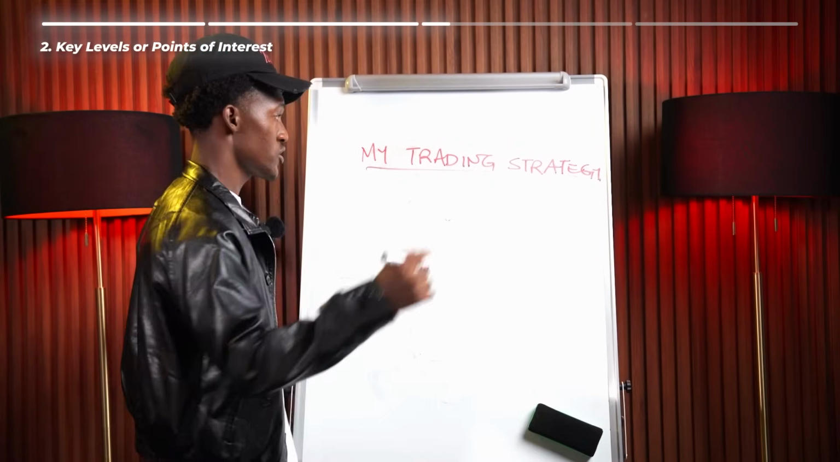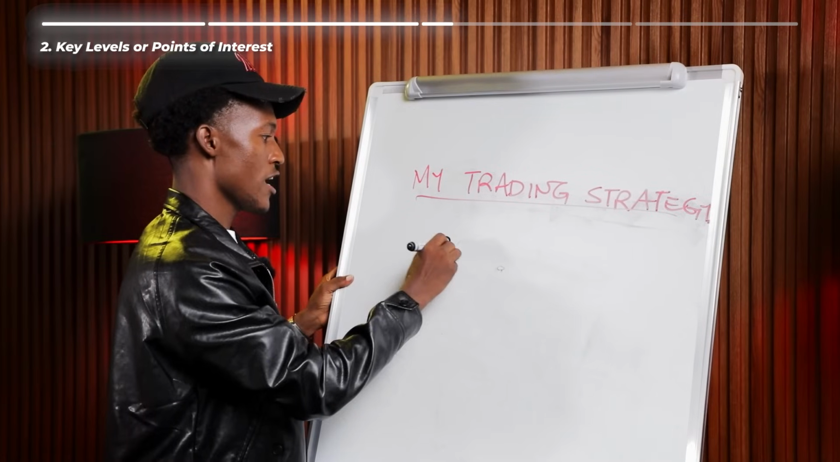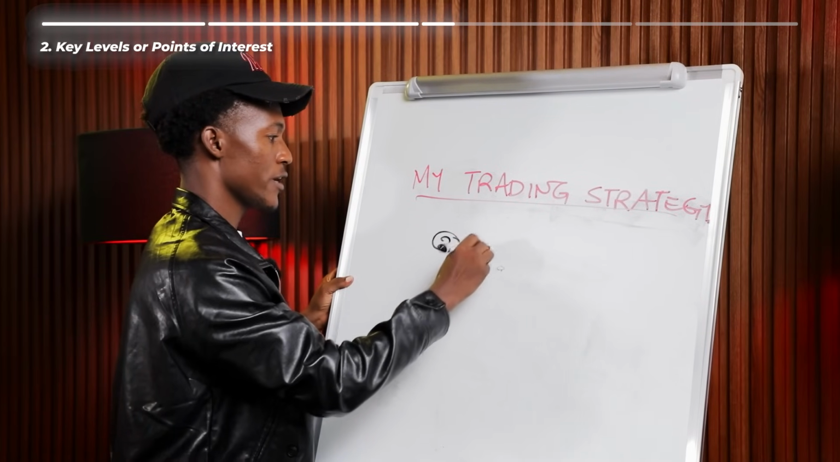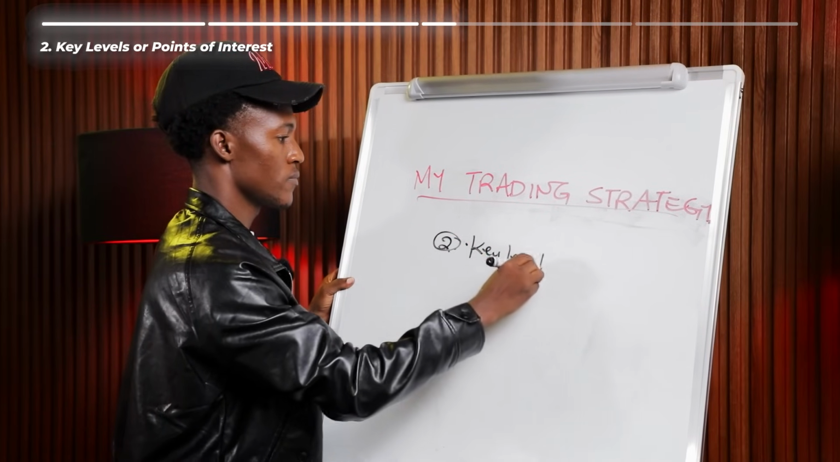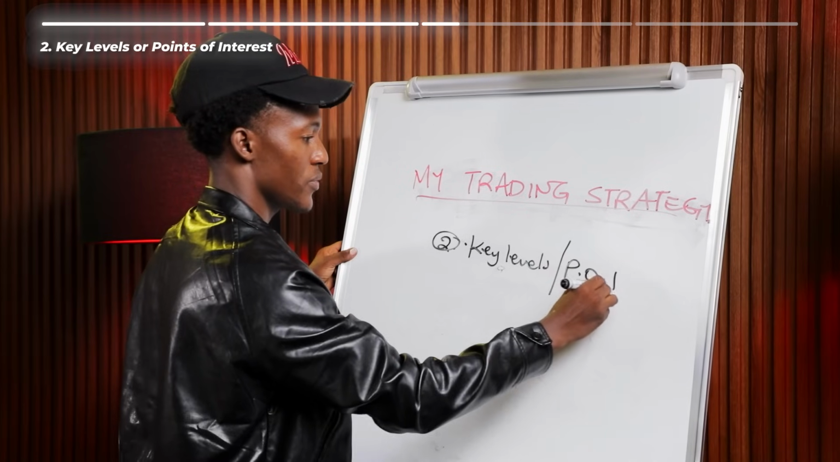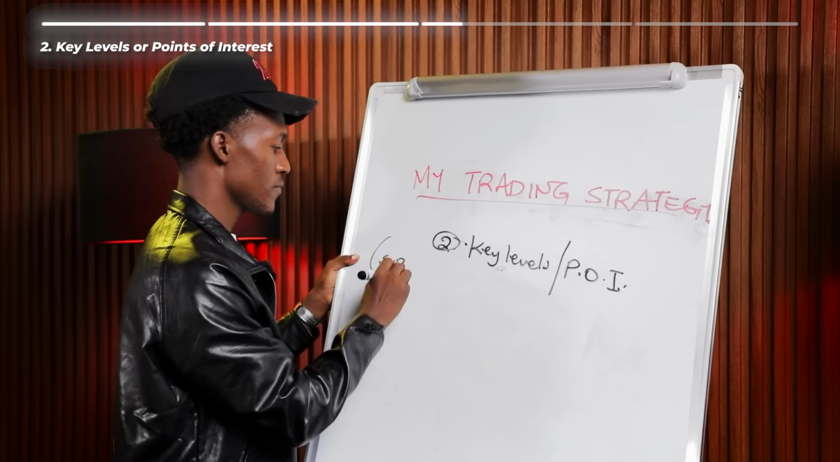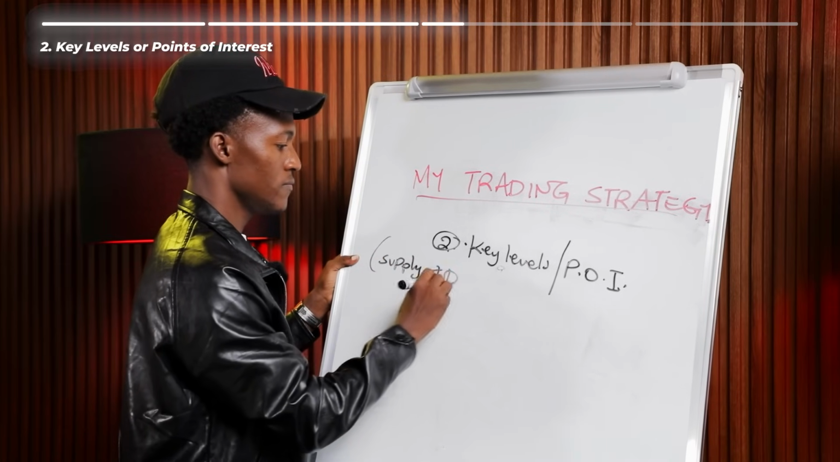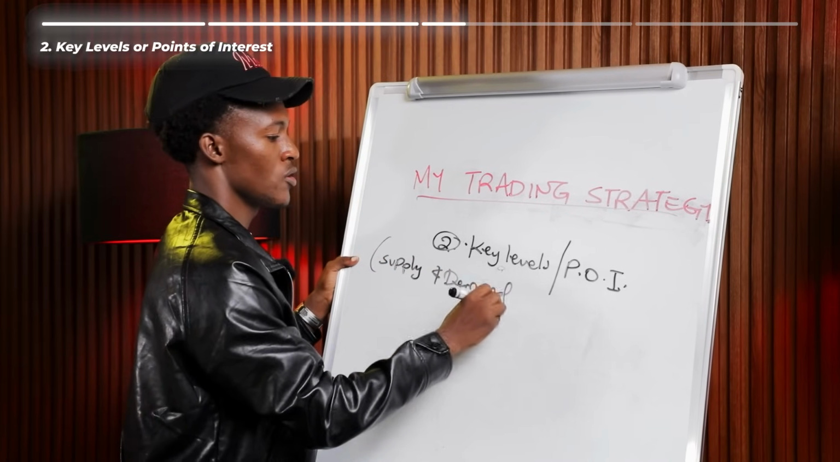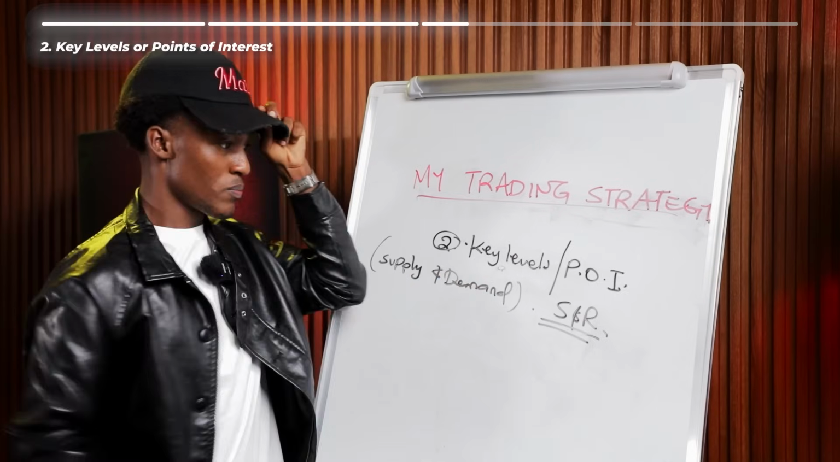Okay, step number 2 is your key levels, okay? So number 2, we have our key levels, or as we mentioned, points of interest. As I mentioned, this could be your supply and demand, or it could be your support and resistance. What's the most important part in here?